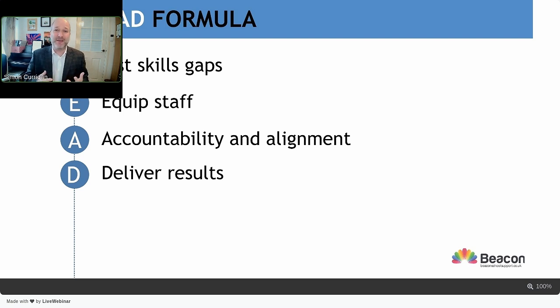It actually makes a difference in the classrooms, for your teachers, for your kids, because that's where it actually makes a difference. Split into 4 sections. L stands for list skills gaps, and I'm going to give you a framework for doing that in a moment. E is equipping staff. A is accountability and alignment, how we align practice in your school. And then if we do LEA, then D over time means we deliver results. So let's start with the first section, which is L for listing skills gaps.